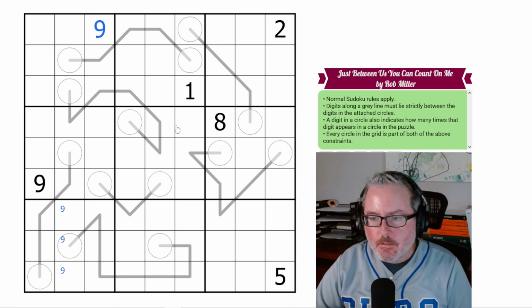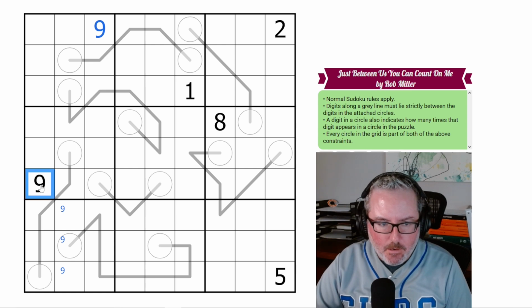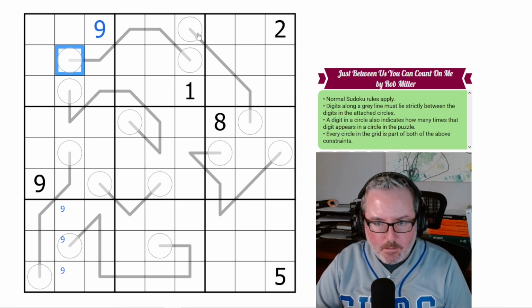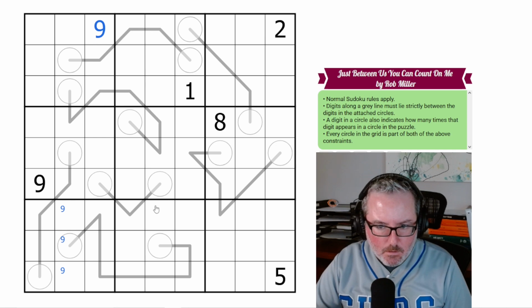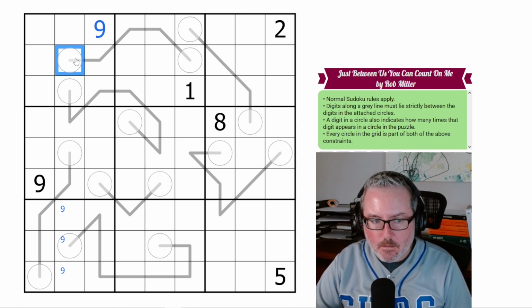Can we look at the fact that the digits in the circles indicate how many times the digits appear in circles? Because maybe, therefore, we can rule out 9s, further 9s. Yeah, we can. If a digit is in a circle, there has to be that number of circles total. So what can we say about that? I think we can rule out 9s and 8s from circles altogether. Because if we were to have a 9 in any given circle, we'd have to have a 9 in every single region in a circle, because you can only have 9 9s in a puzzle, period, as normal Sudoku rules apply.